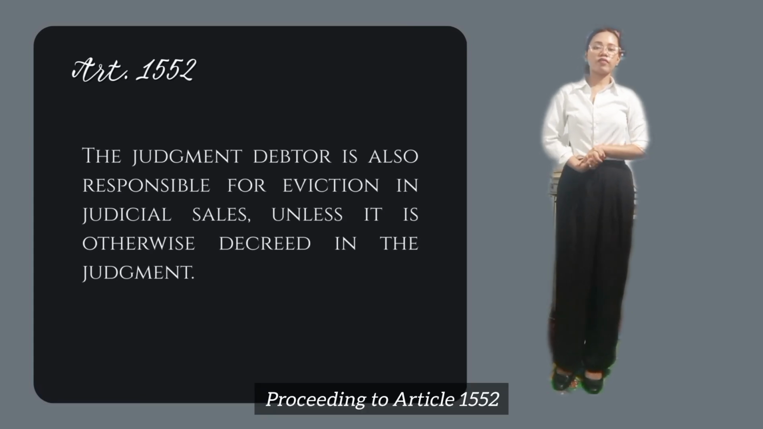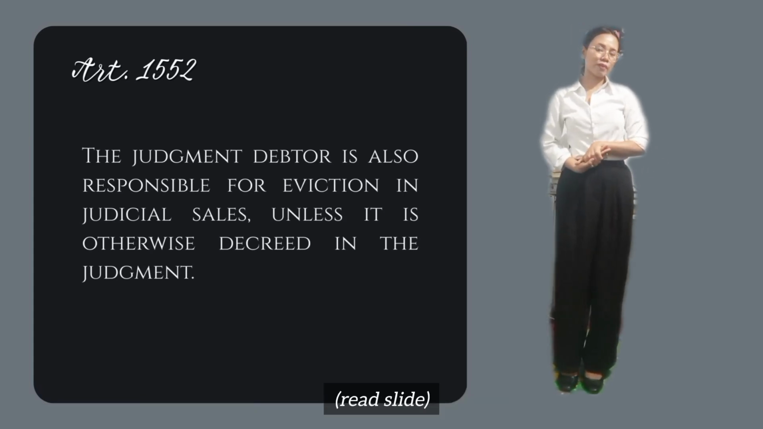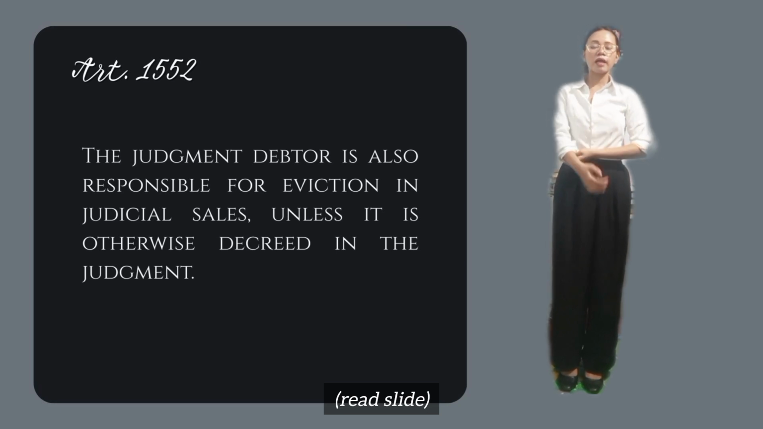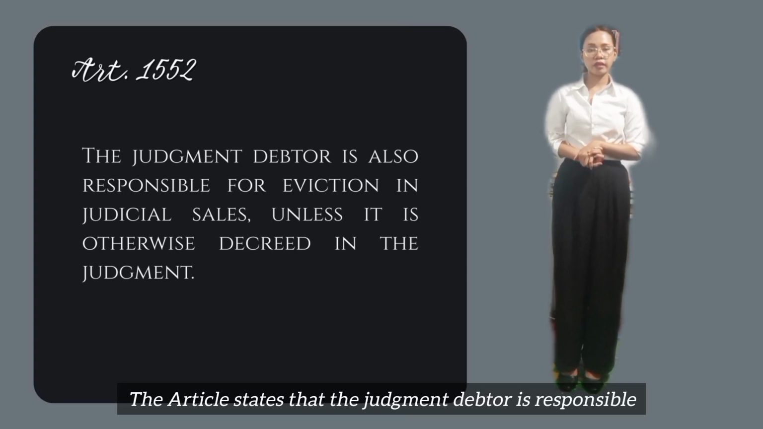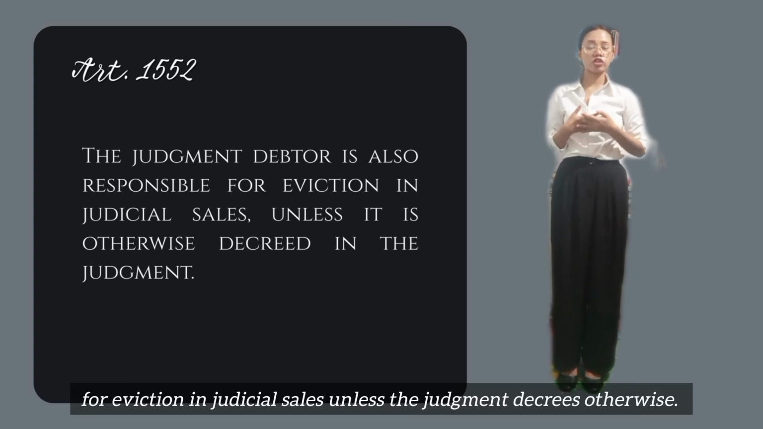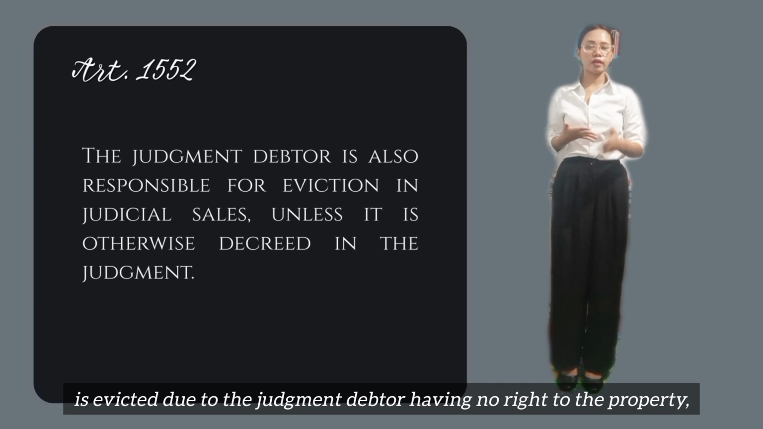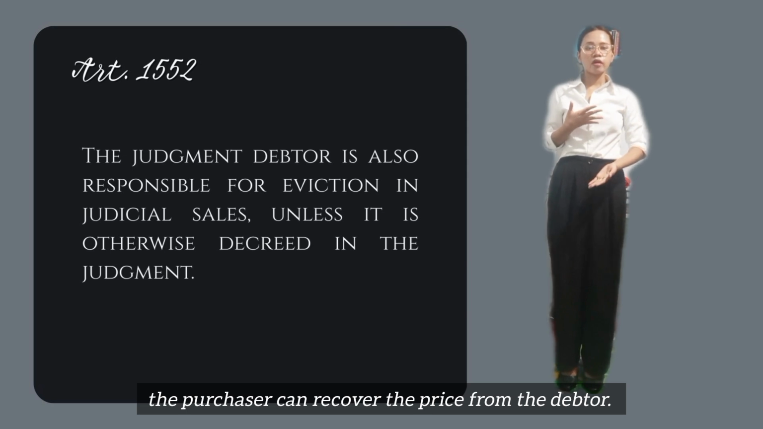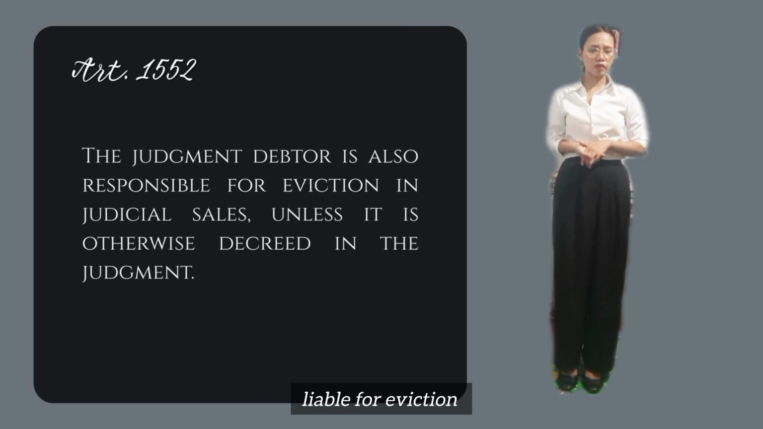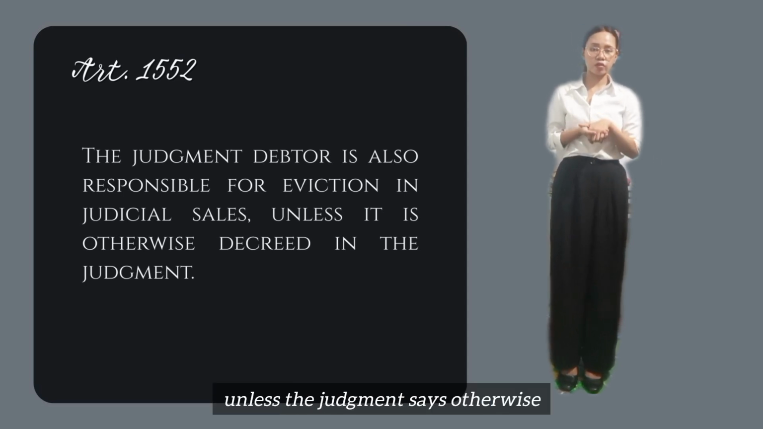buyer. Proceeding to Article 1552, the judgment debtor is also responsible for eviction in judicial sales unless it is otherwise decreed in the judgment. The article states that the judgment debtor is responsible for eviction in judicial sales unless the judgment decrees otherwise. It uses a case where a purchaser of property in an execution sale is evicted due to the judgment debtor having no right to the property. The purchaser can recover the price from the debtor. In judicial sales, the judgment debtor is liable for eviction unless the judgment says otherwise.